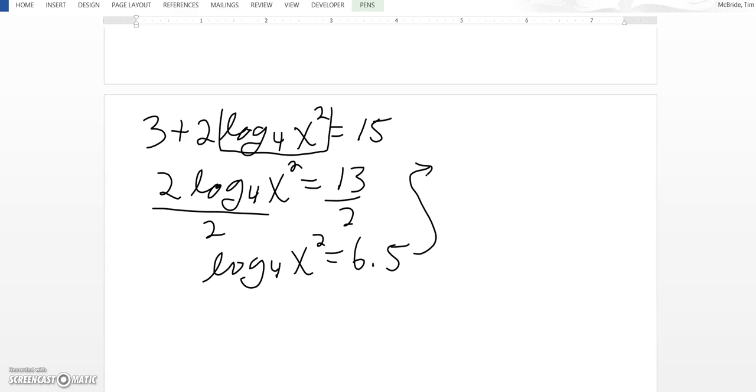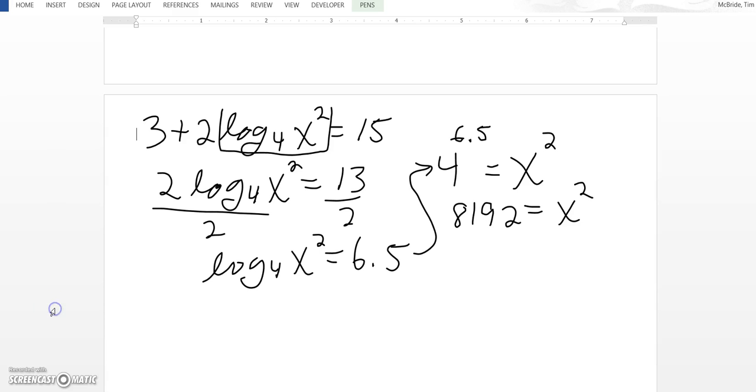then we'll switch the form. So our base is 4. 6.5 comes over as the exponent, and then x squared goes to the other side, and then 4 to the 6.5, we can plug that into the calculator, and that gives us 8,192. Take the square root, and that is approximately 90.51.